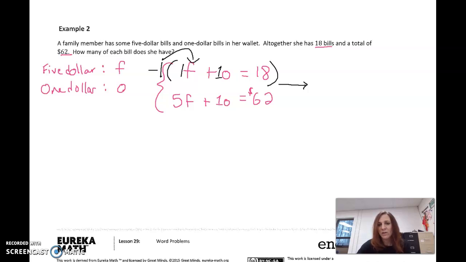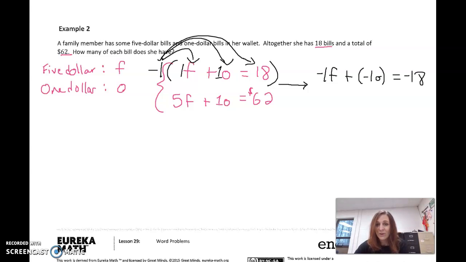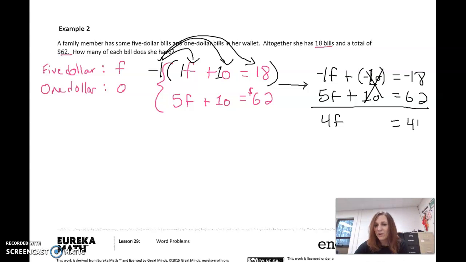-1 times 1F is going to be -1F, plus -1 times 1O, again, I shouldn't have used that. That gives me -1O equals -1 times 18, which is -18. Now I just combine it with my other one here. -1F plus 5F is 4F. This gives me 0, so I don't need this plus sign. Equals, when I combine those together, I believe that's 44.